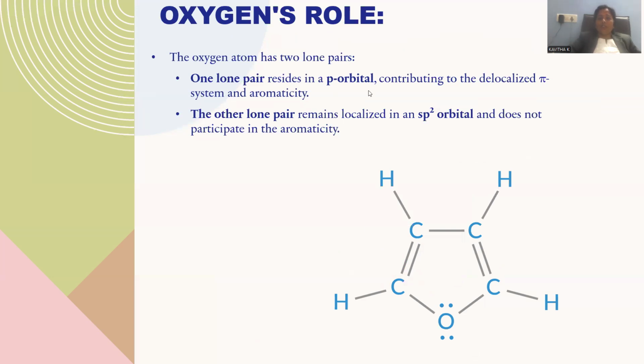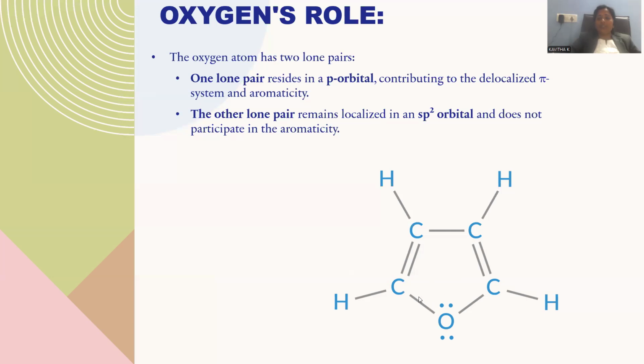One lone pair of electrons in the p orbital resides within the aromatic ring, and another lone pair of electrons is not part of the aromatic ring, right? So all lone pairs of electrons are delocalized in nature rather than static, rather than fixed positions. All pi electrons are moving here and there.